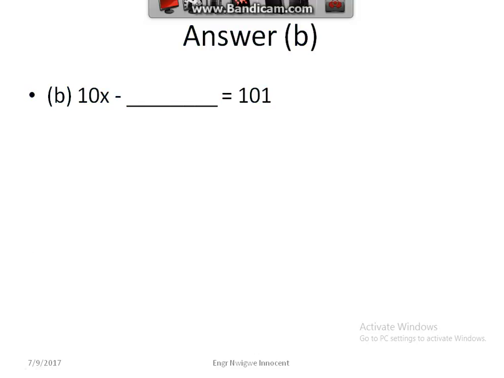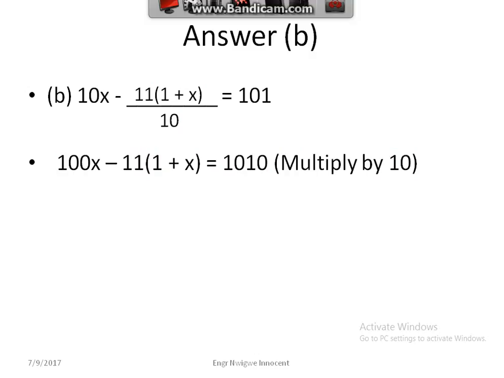Answer B. We are asked to evaluate (10s minus 11(1 plus s)) over 10 equals 101, which are all in base 2, and we should solve for s. Therefore, we first of all multiply throughout by 10. We have 100s minus 11(1 plus s) equals 1010.